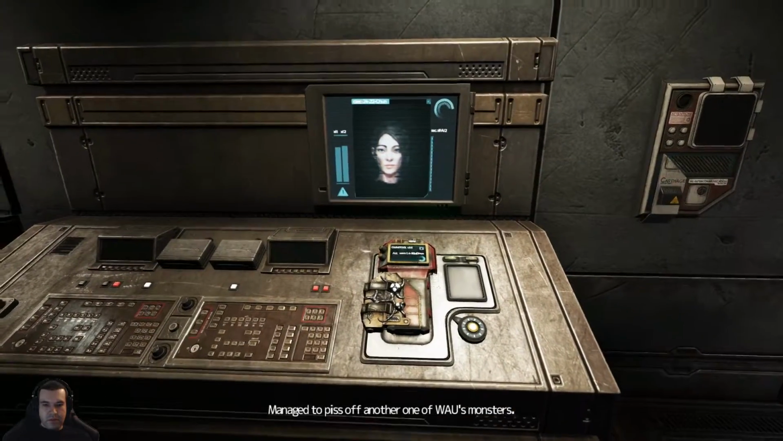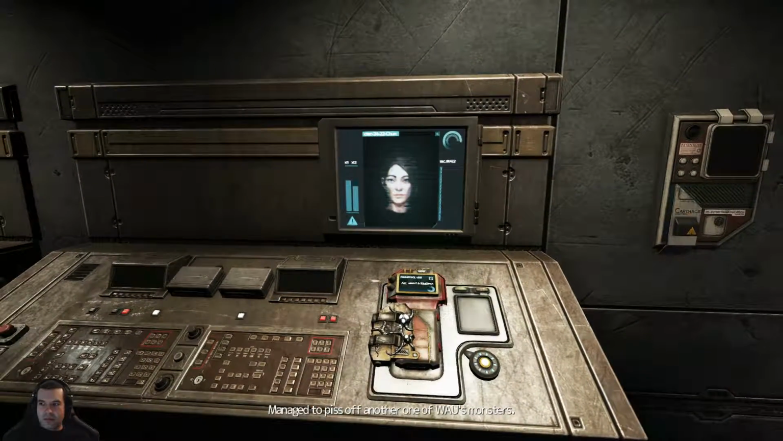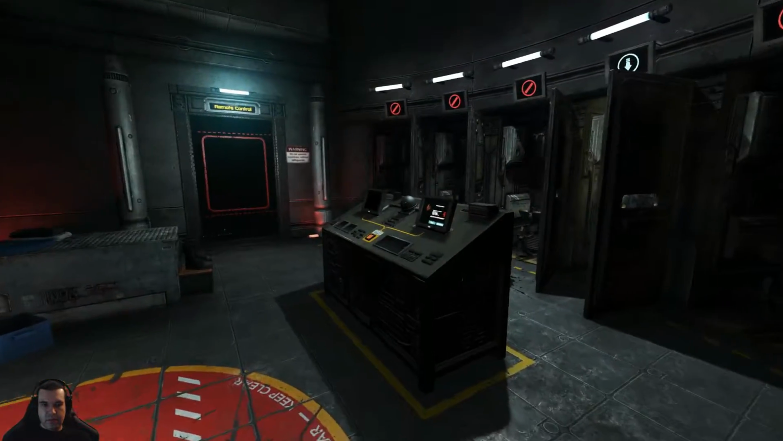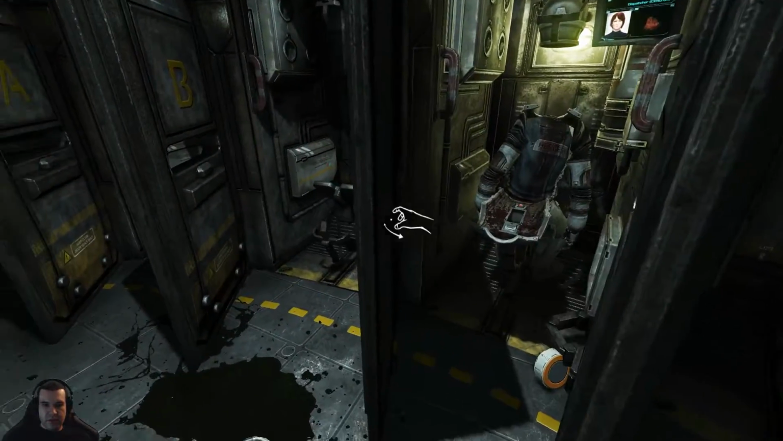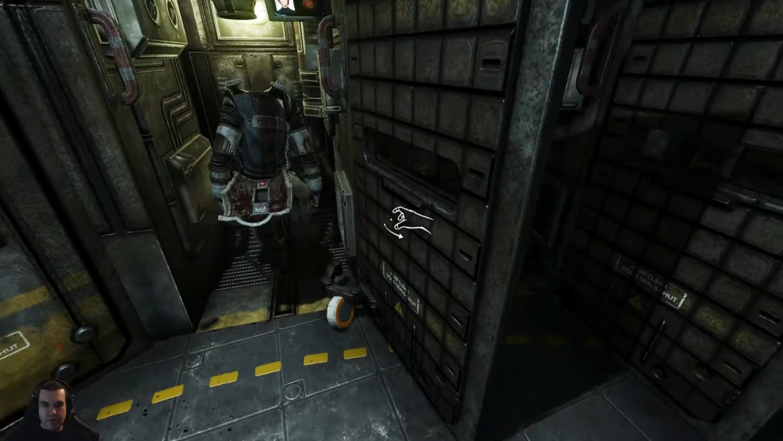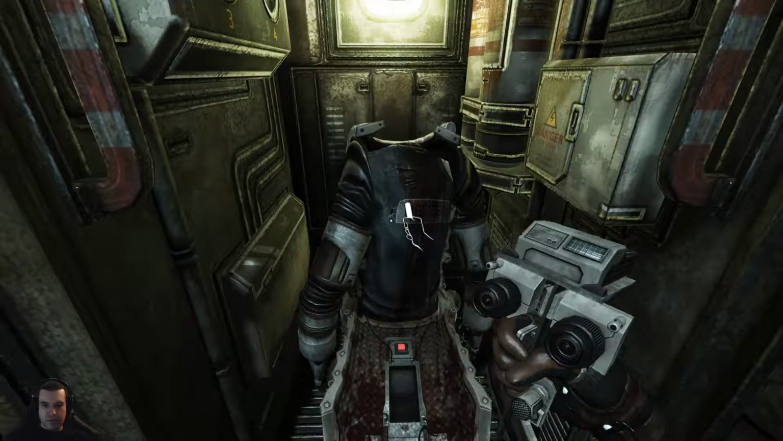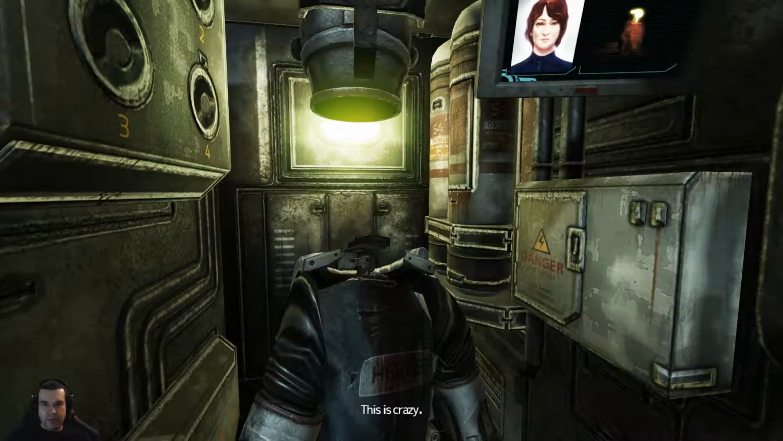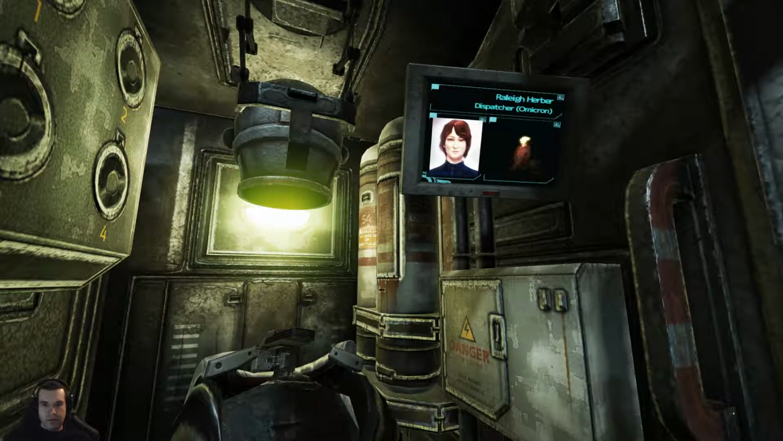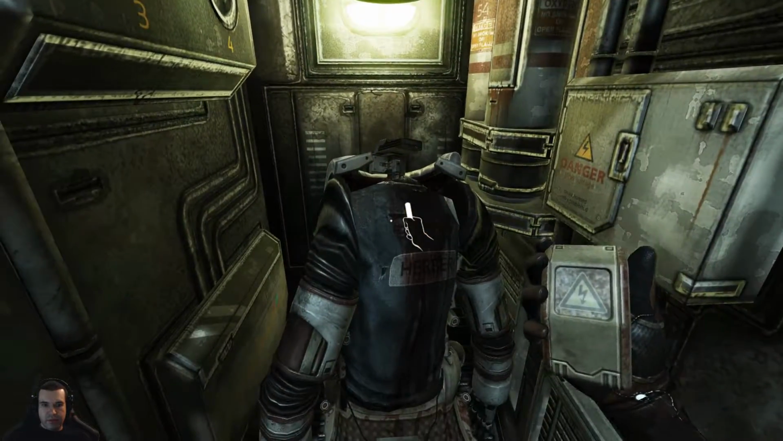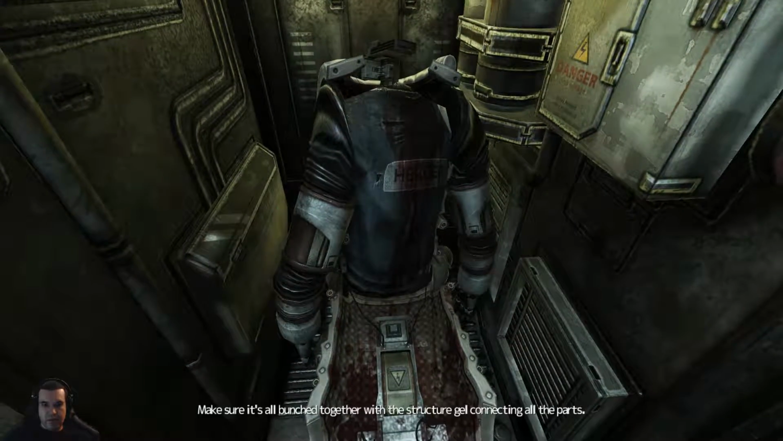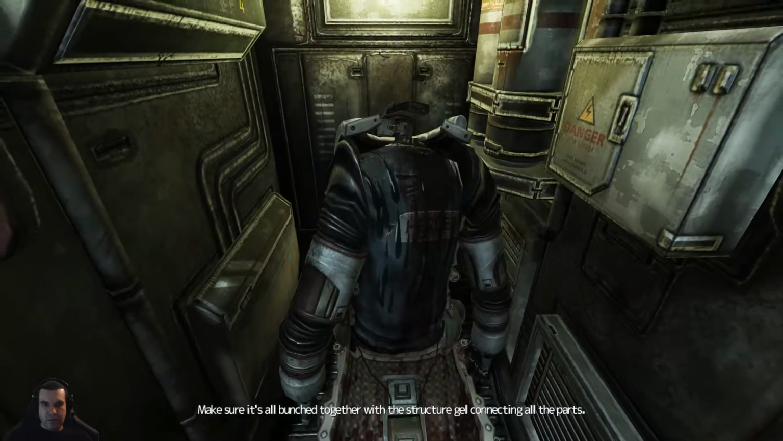Managed to piss off another one of WoW's monsters. We have everything we need, right? Yeah. Let's get to work. Let's do this. Dump that in there. Now the brain. This is crazy. Don't worry, it'll work. Dump this there. Make sure it's all bunched together with the structure gel connecting all the parts.